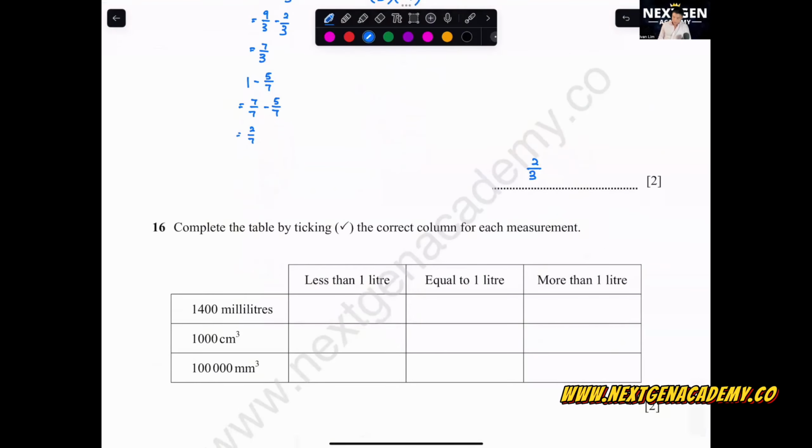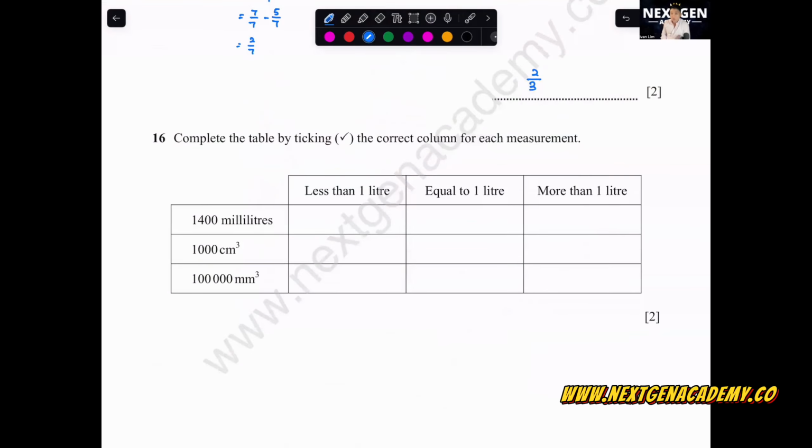Okay, question 16. Complete the table by ticking the correct column for each measurement. When we do conversion for volume, you all need to know how to convert it. So you see what are the units here? Milliliter, cm cube, and mm cube. I want you all to write this down. To change between volume of ml and cm cube, we call it volume and capacity.